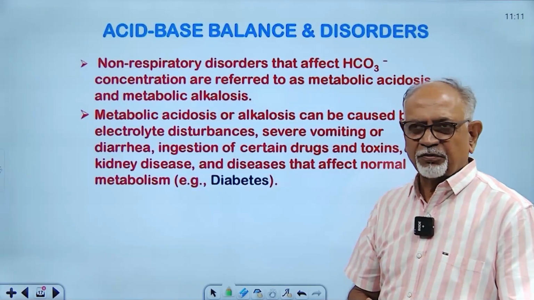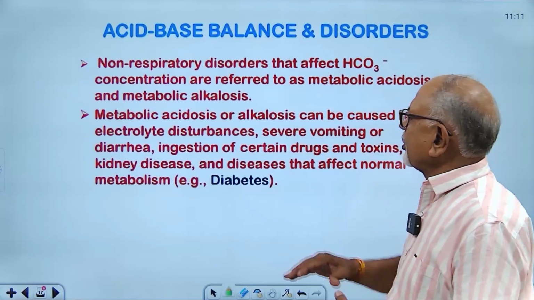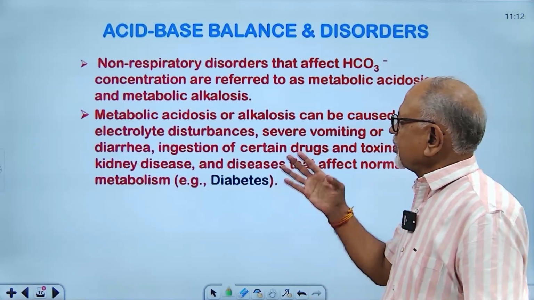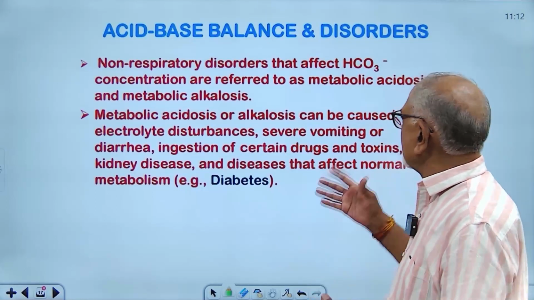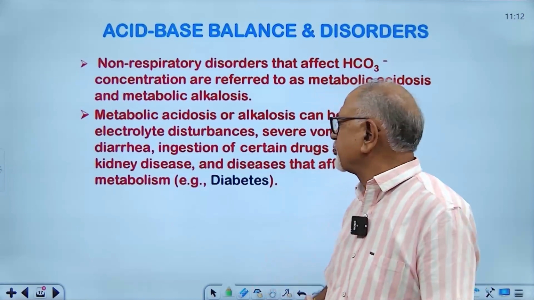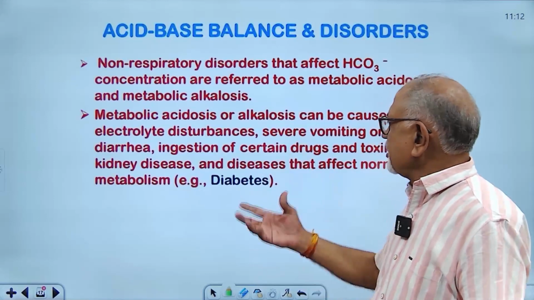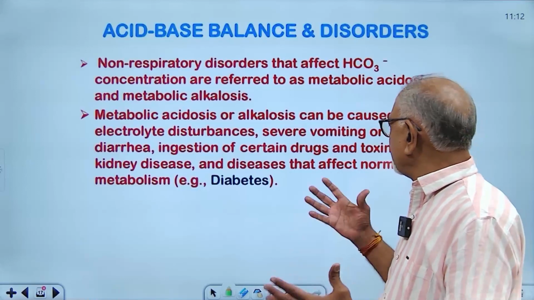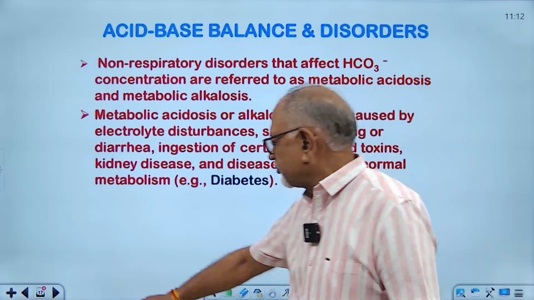Non-respiratory disorders of pH that affect CO2 concentration are referred to as metabolic acidosis and metabolic alkalosis. Metabolic acidosis or alkalosis can be caused by electrolyte disturbances, severe vomiting, diarrhea, ingestion of certain drugs, kidney diseases, and diseases that affect metabolism, like diabetes.